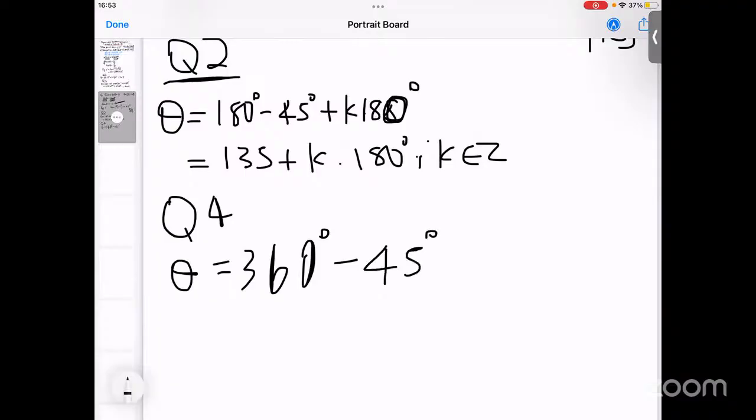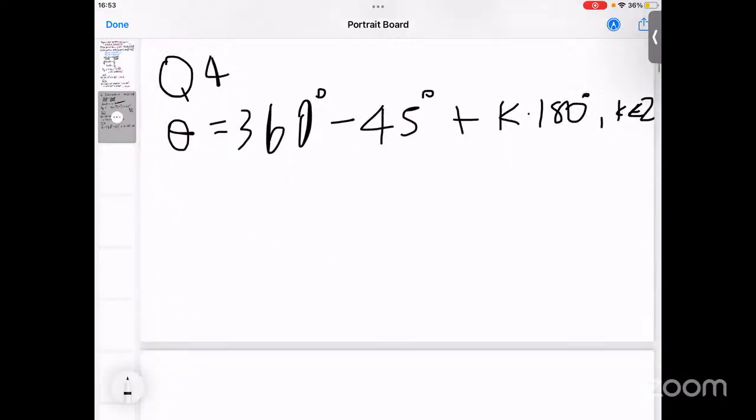Then it means there we are having that acute reference angle, which is 45 degrees. But most importantly, remember, we will have to add this by k multiplied by that, with k being an element of the integers. Yes, very much important that you include that. Very, very much important, because if you do not, then you are going to be in big trouble.